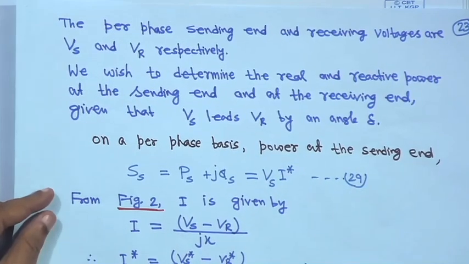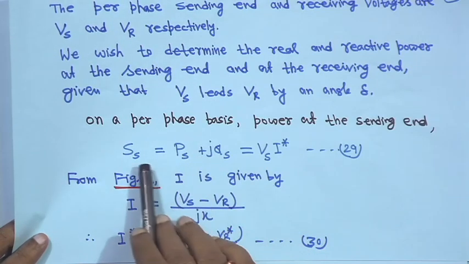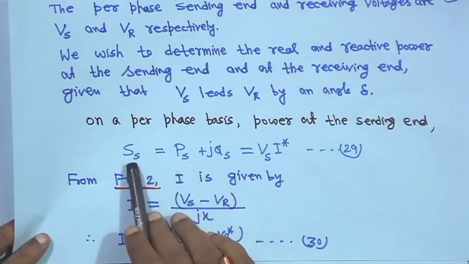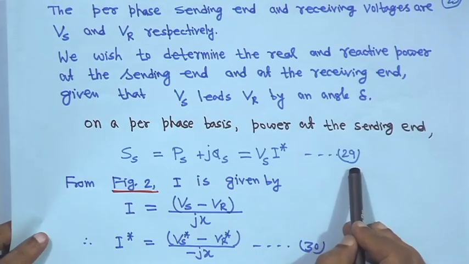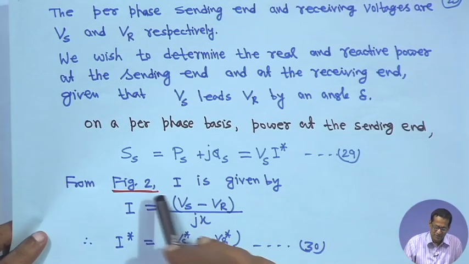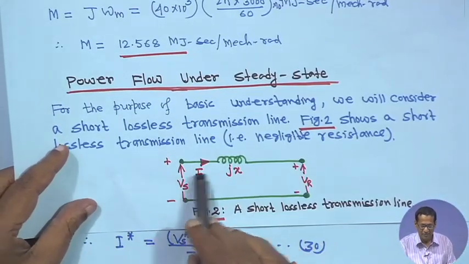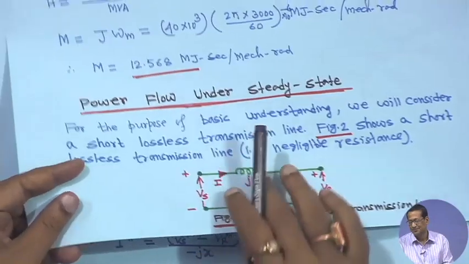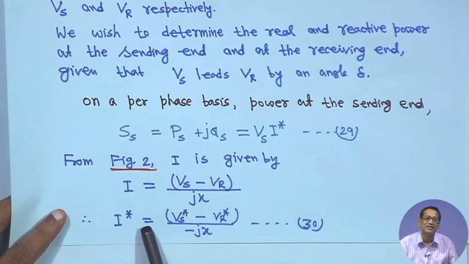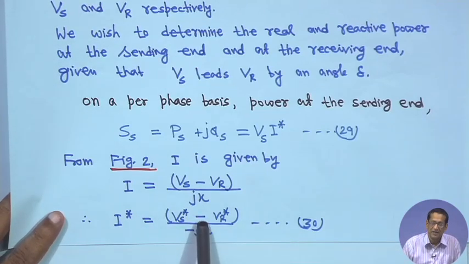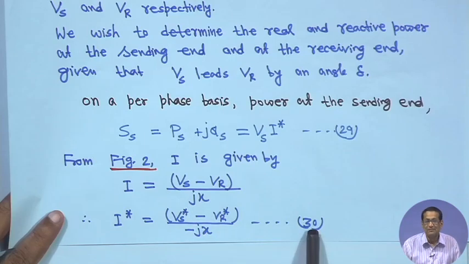So, on a per phase basis, power at the sending end. We know this, as we have previously studied for load flow studies also, that sending end power S s is equal to P s plus j Q s, which is equal to V s I conjugate. So, this is equation 29. Now, from the figure, I is equal to V s minus V r divided by j x. If you take the conjugate, I conjugate will be V s conjugate minus V r conjugate divided by, as a conjugate, j x will become minus j x. So, this is equation 30.